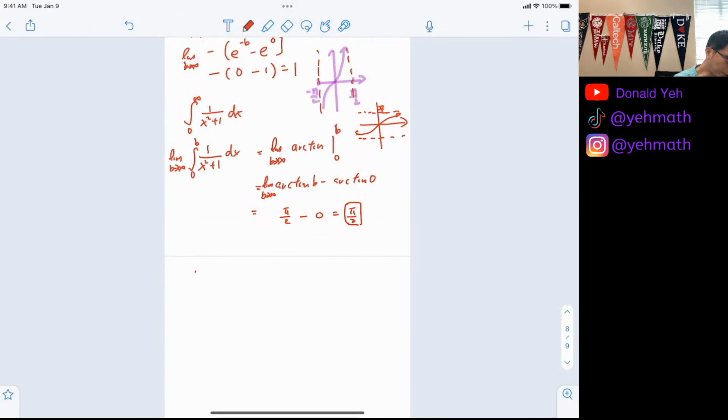Okay, so the integral from 1 to infinity of (1 minus x) e to the negative x dx. This is another one, but this one involves three things that we have learned for the past 3 weeks.